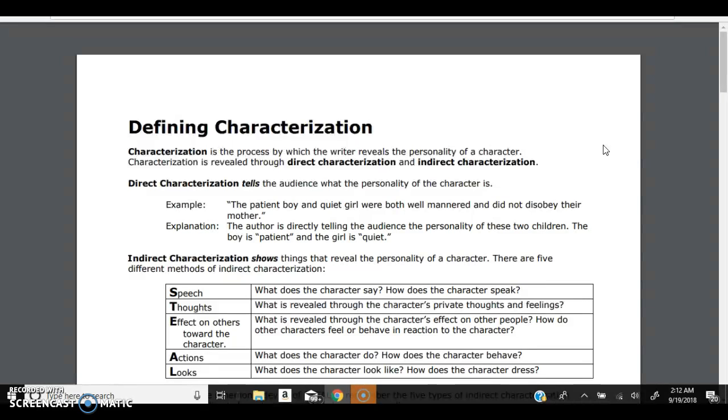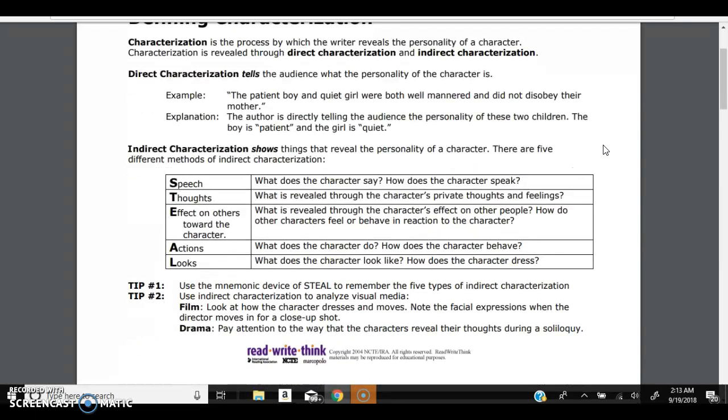Direct characterization is when the author tells you, as the reader, the personality of the characters or character traits about the personality. Whereas indirect characterization requires you to do a lot of inference based on the STEAL acronym. It's when, as opposed to just telling you, the author shows you the personality of the character through different methods. STEAL: speech, thoughts, the effects of others toward the character. How do they interact with other characters? Their actions and what they look like, how they dress, things of that nature.